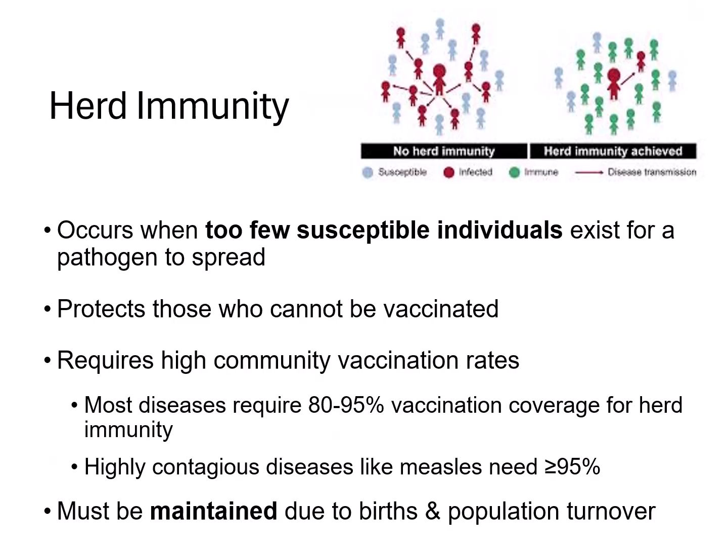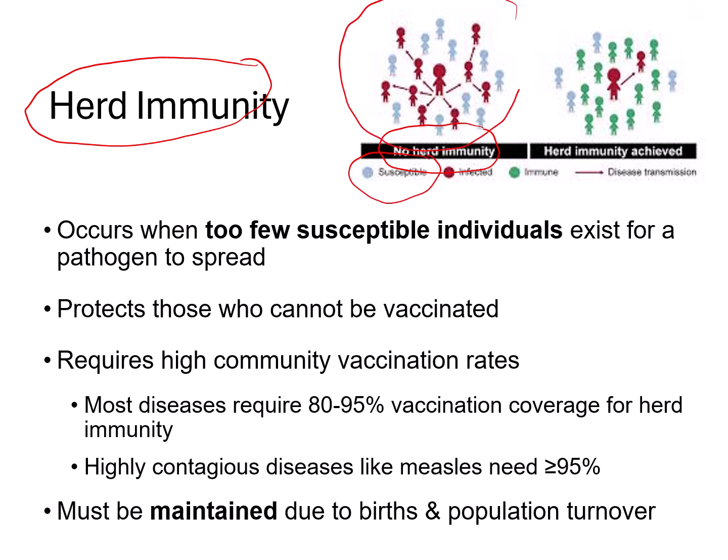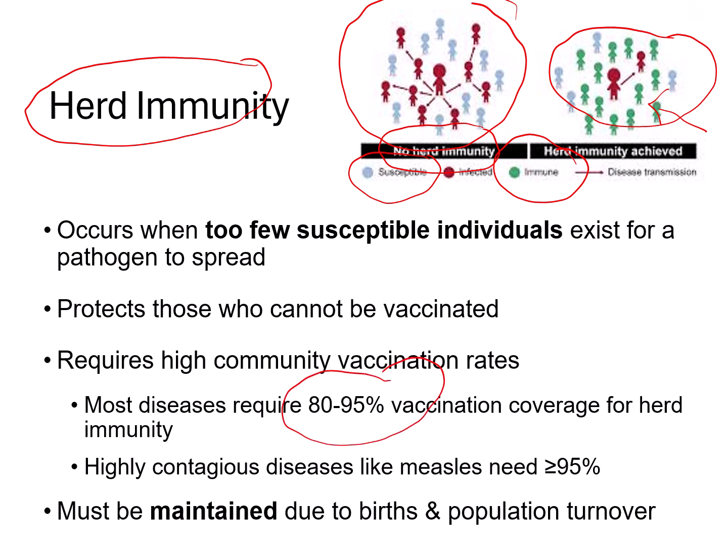Herd immunity occurs when enough individuals are immune that a pathogen cannot spread. So if we look at this example, there's no herd immunity. Everyone or most people are susceptible. It's easy for the disease to spread. But if most individuals are immune, as shown in green, it is very difficult or impossible for the disease to spread. Most diseases, and this really varies, require an 80 to 95% vaccination rate for that population for herd immunity to be possible.